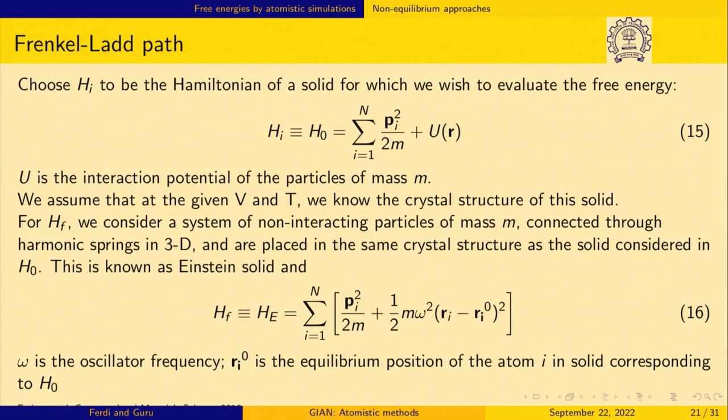And you can see what it is. p squared by 2m is what? Kinetic energy. What is half m omega squared, r_i minus r_i0, whole squared? It's vibrations, right? The potential energy part that is coming from the vibrations. And what does the Einstein crystal assume? And this is harmonic, I agree. But is that all that is assumed? Not rigid, no, they are vibrating.